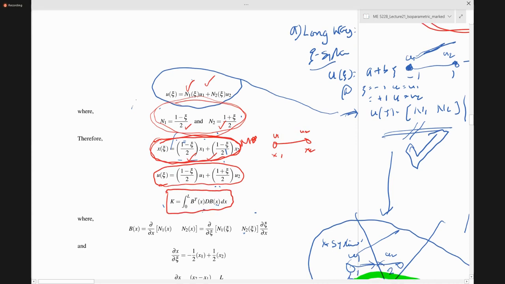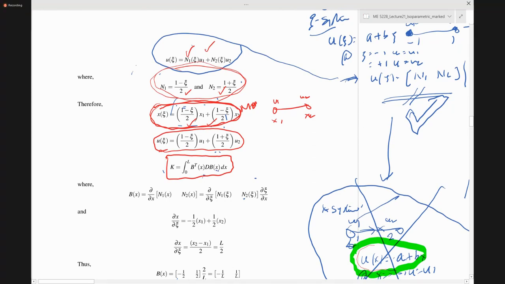B transpose of x. B is a function of x. B is a function of casi. Therefore, del B transpose of x is this. You understand this one, right, from your first lecture. But in the casi system, it is d by d casi of n1 of casi, n2 of casi, d casi by dx. This is called the Jacobian. Do you understand this one? Yes or no? Do you understand from here to here?